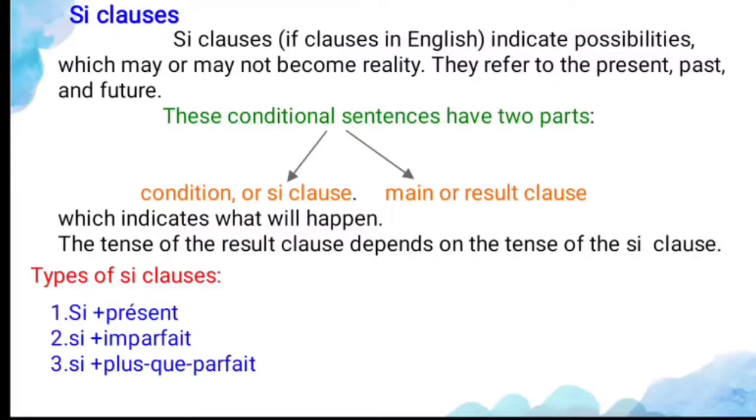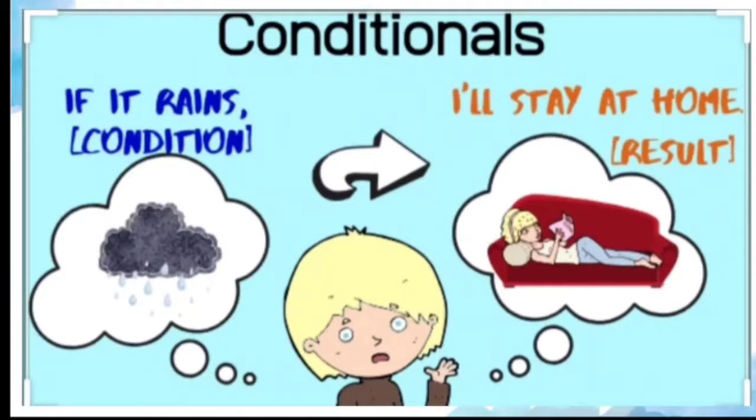So there are three types of Si clauses. One is Si plus présent, that is if plus present tense; the second one is Si plus imparfait, that is if plus imperfect tense; and the third one is Si plus plus-que-parfait, that is if plus pluperfect. These are the three types of Si clauses. This is a conditional sentence: if it rains, that is a condition, one part of the Si clause. And the other one is I'll stay at home, that is the main or result clause.